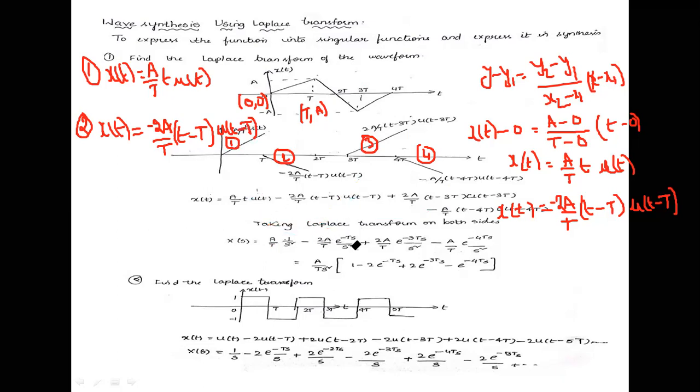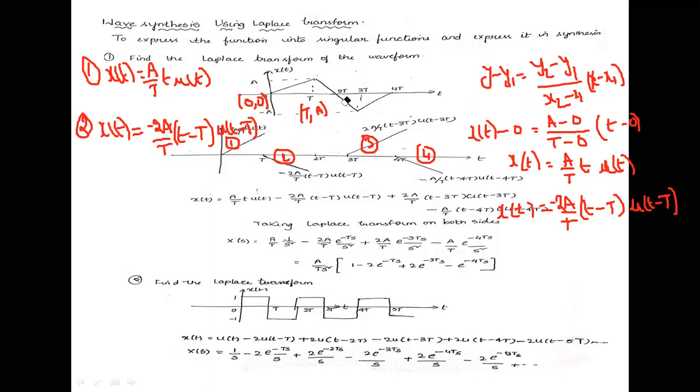Similarly, for the third one, you can see, to get the third one we add 3T. I wrote that this one is up to 2T only, T to 2T. Coming to 3T, I wrote here 2A by T, t minus 3T and mu of t minus 3T, because it is still shifted towards the right side, up to 3T. But what is the slope here? 2A by T. Why is it 2A by T?